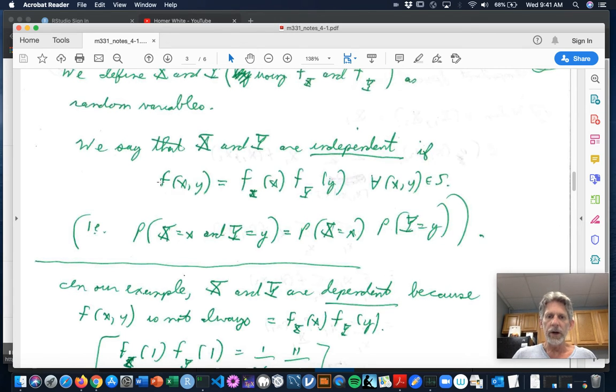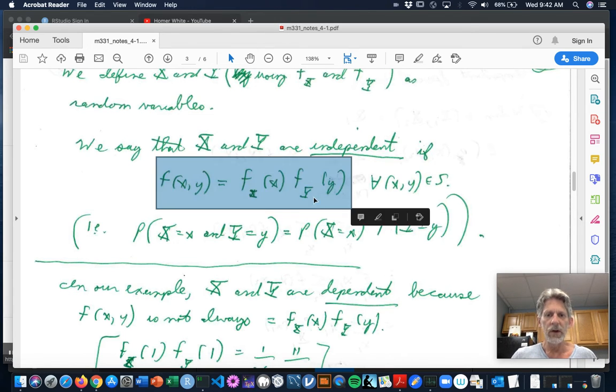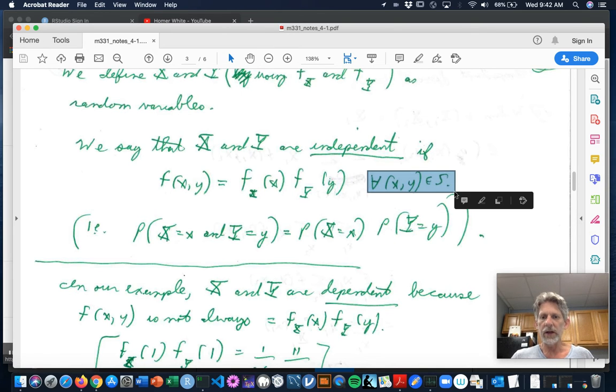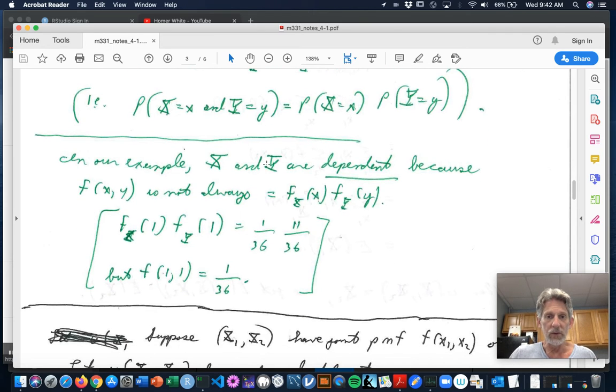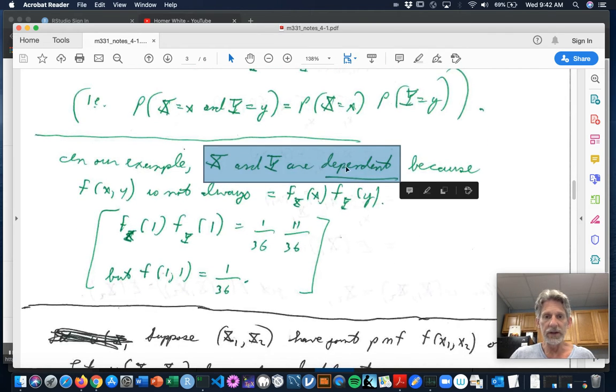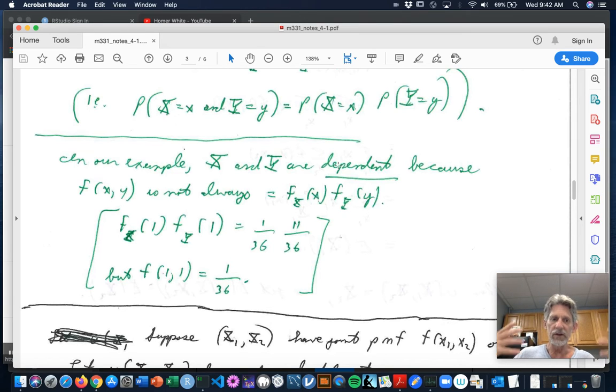So X and Y are independent if this happens for all the xy's in the sample space. If it fails to happen just once, then the random variables are not independent. So in our example, X and Y are not independent. We're saying they're dependent. All I got to do to convince you of this is to come up with one thing in the sample space where that product ain't equal to the little f. So I'm going to think about 1, 1 in the sample space. So f of 1, 1 was 1/36, as you'll recall.